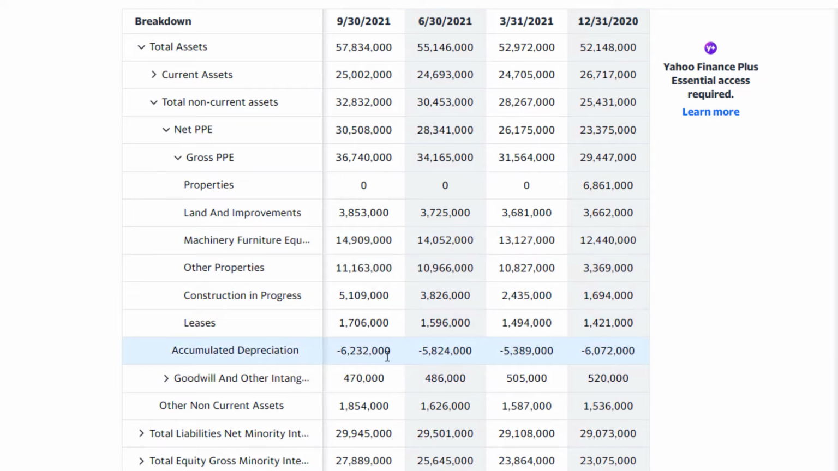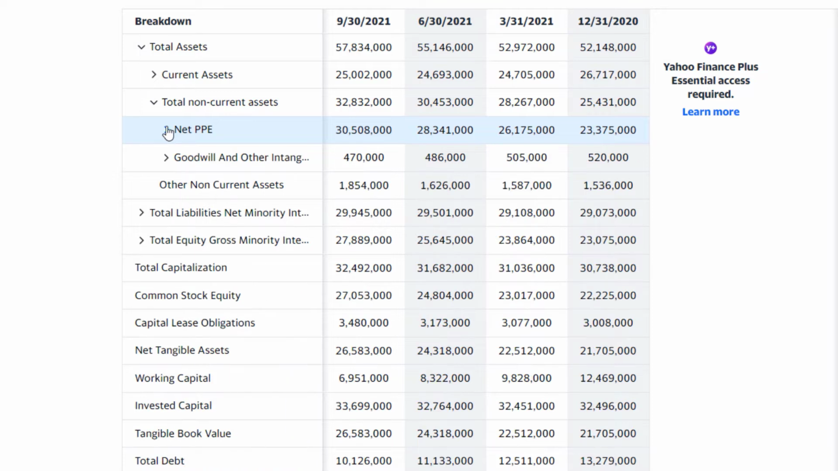So that's where they have accumulated depreciation. You can see how much their depreciation is, and that's your difference. Look at that 6.2 billion. If our gross was at 36.7 billion, and we take out depreciation of 6.2, now we're at approximately 30.5. So that's where our net property, plant, equipment as a total non-current asset comes in.